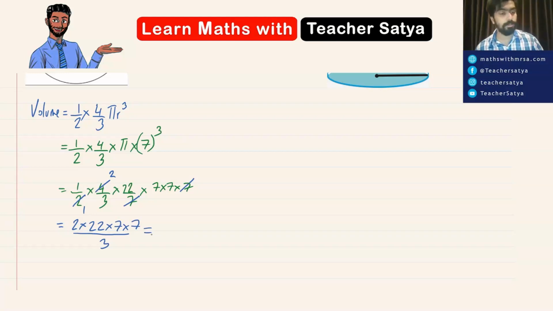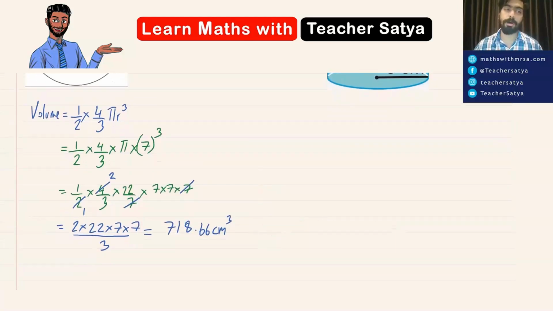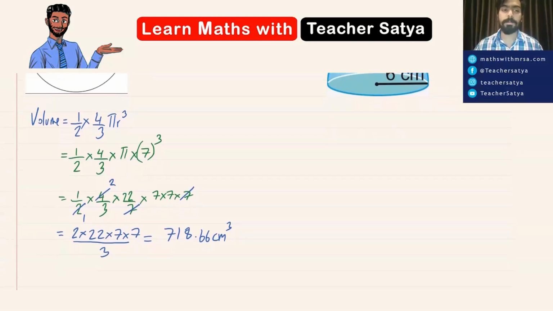Now if I use the help of a calculator, I should have 49 divided by 3 should give us approximately 718.66 centimeter cube. Alright guys, now that is how we would find the volume of the hemisphere. Now let me give you one more example right here. Let's start off by writing the formula down.